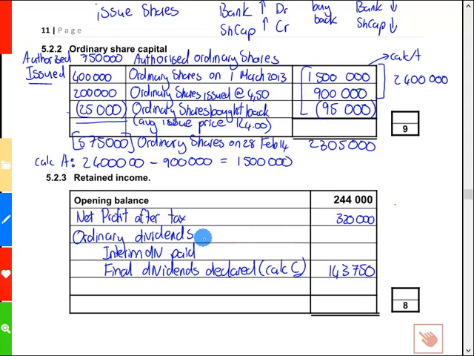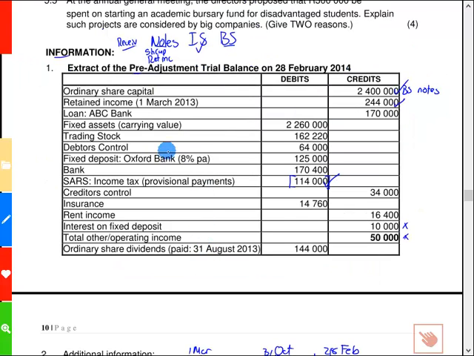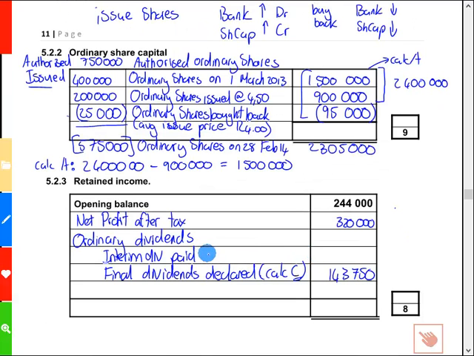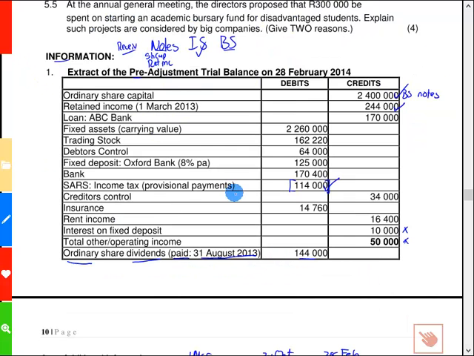Right, we're going to start looking at our information. First place we're going to look is the pre-adjustment trial balance. We go through the list, and there we go, right at the bottom, ordinary share dividends paid on the 31st of August. That's in the middle of the year. Slap bang, 144,000. So we can fill that in. Interim dividends paid, 144,000.